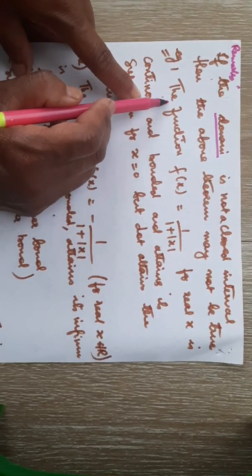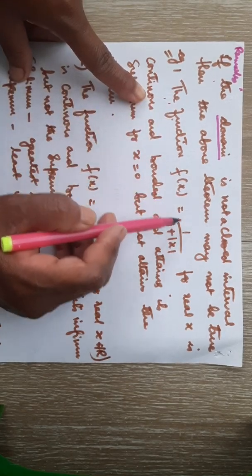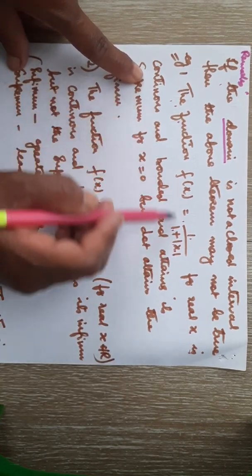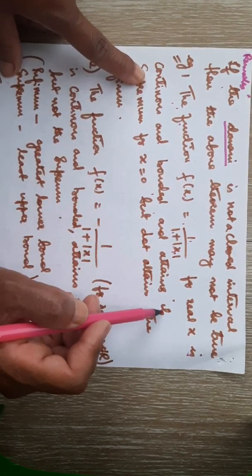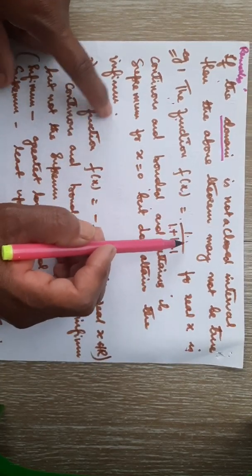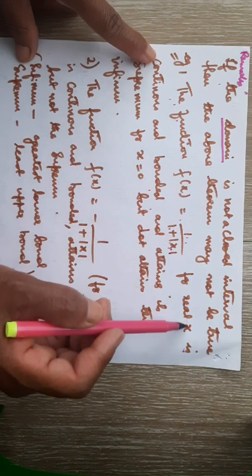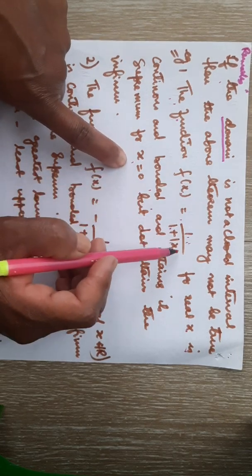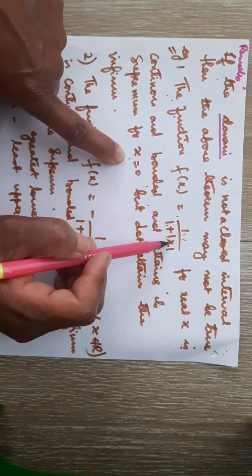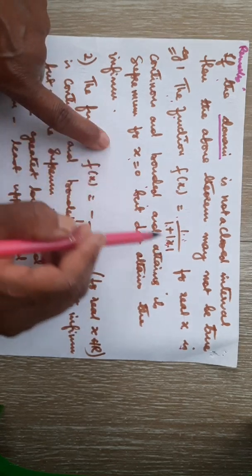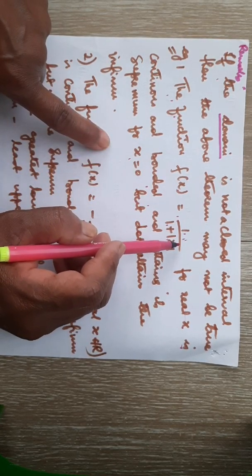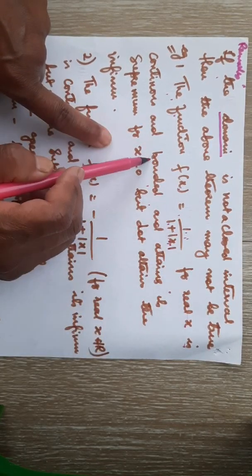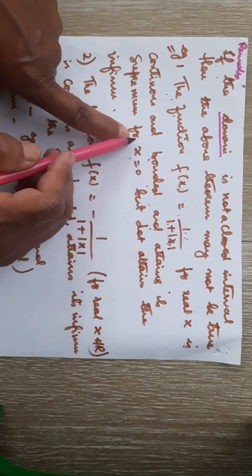Let us consider this particular example. The function f(x) is equal to 1 by 1 plus mod x, for real x. This is the modulus of x. This is a continuous function, bounded, and it attains its bound. For example, if I take x equal to minus 1, what is f(x) in this case? The function f(x) for real x is continuous and bounded, and it attains its supremum for x equal to 0.